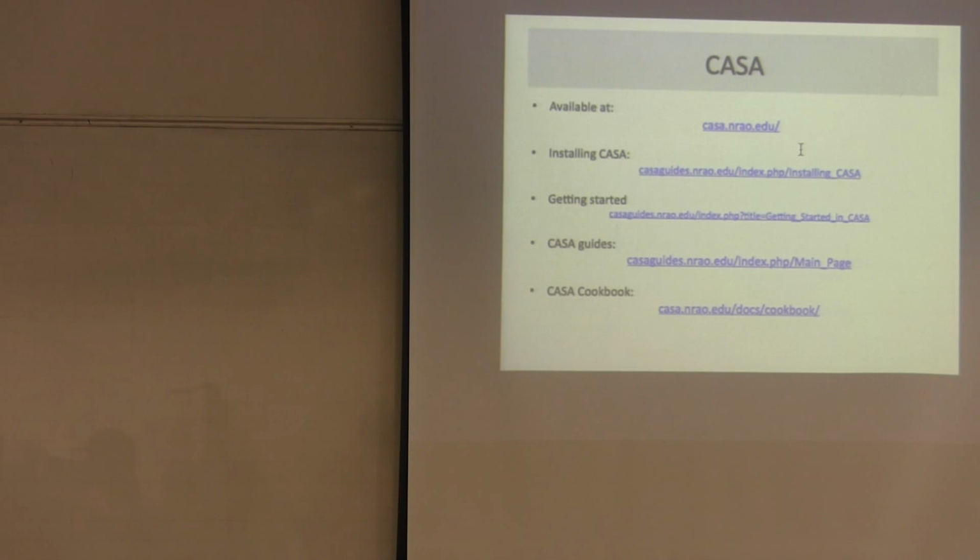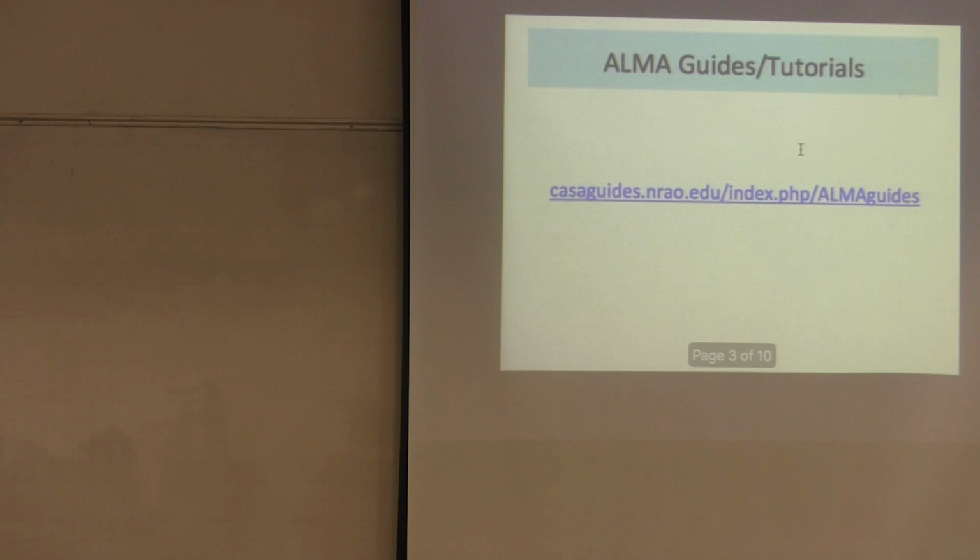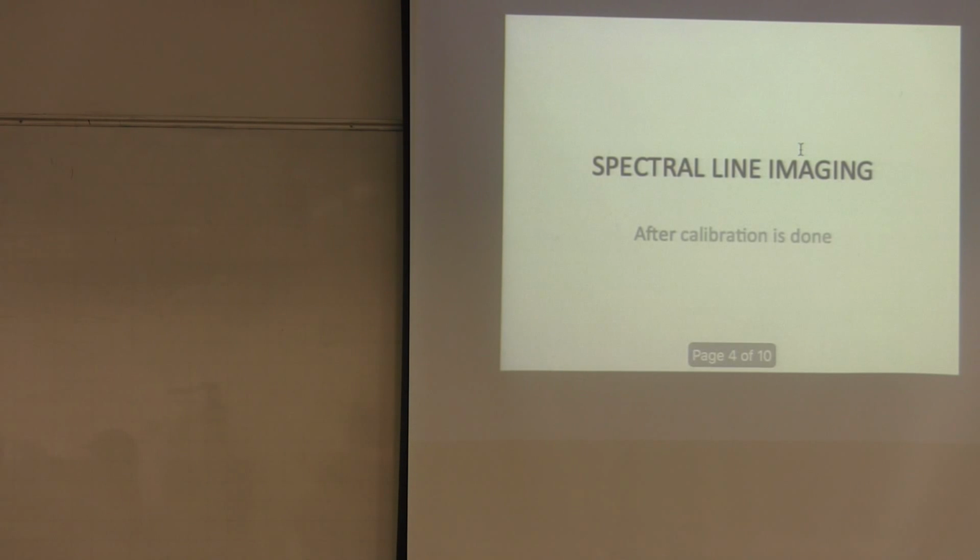I have put again the basic links here about CASA. I tried to make them work, but I'm still not sure if, when you copy them, there is a character problem and you really go to the correct website. So I'll try to fix it again. Here are the general ALMA guides. You can go and see there are many, many examples there. We will concentrate on one. We will make spectral line images of one galaxy that you will see later.